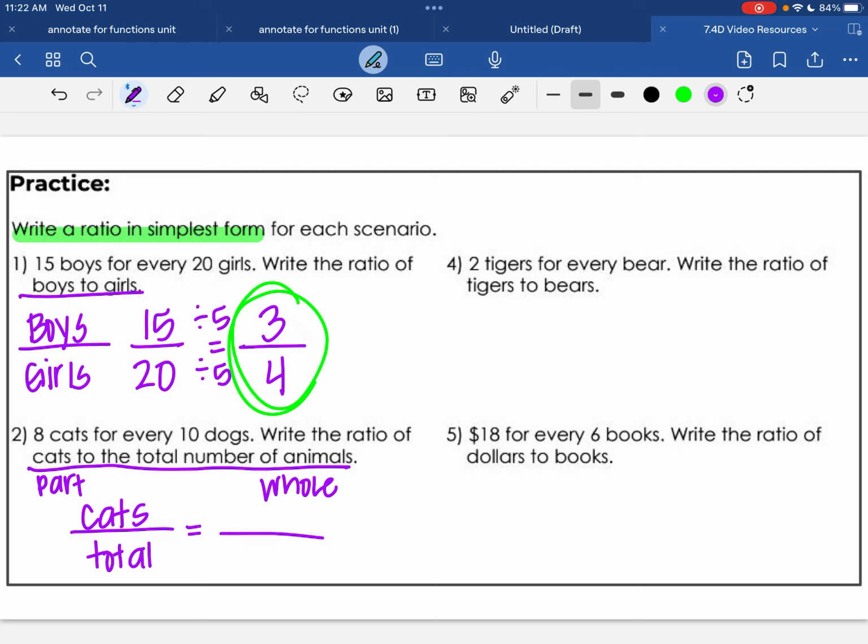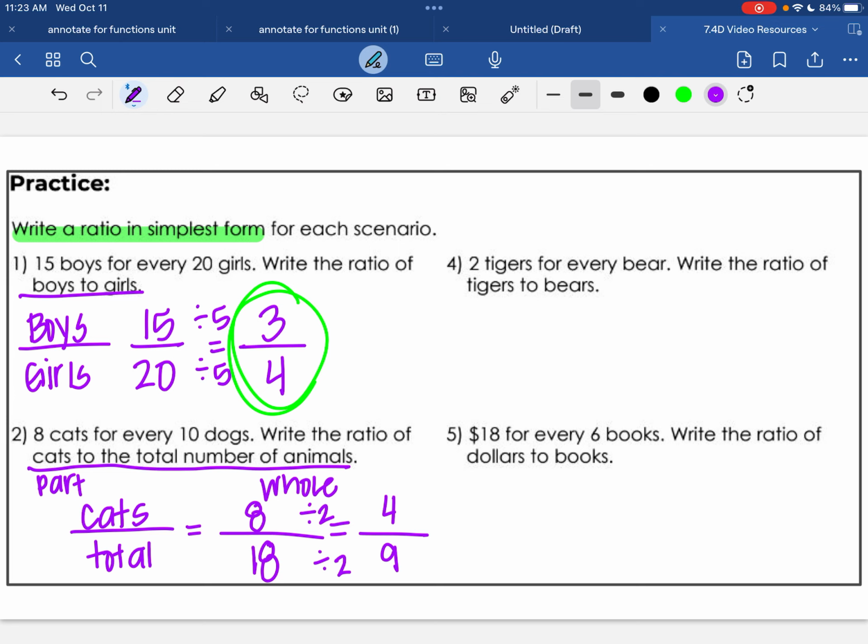And it tells me that for every 8 cats, there are 10 dogs, which means if there's 8 cats and 10 dogs, then total there is 18 animals. But again, we want to write this in the simplest form. And I see 8 and 18 are both even, which means they're divisible by 2. So I can scale down by 2 to the numerator and denominator, and I get 4 ninths. So that tells me that out of 9 animals, every time 4 of those will be cats.